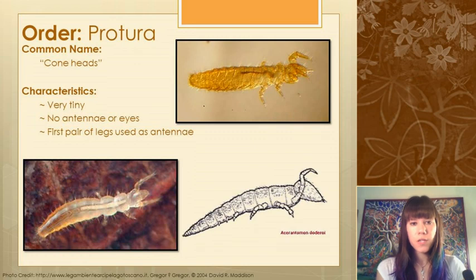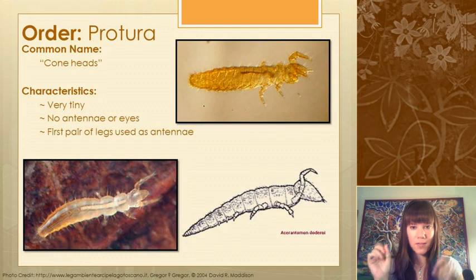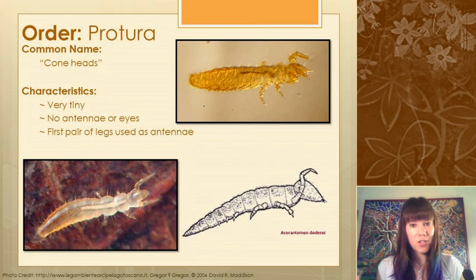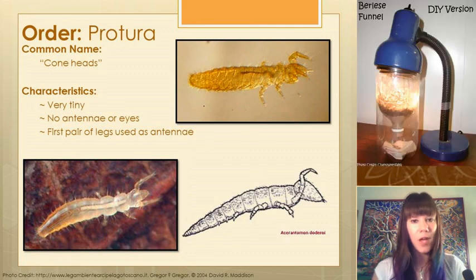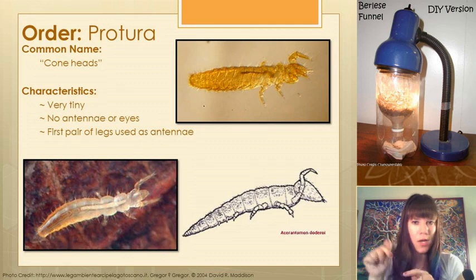The first order is Protura, and its common name is just coneheads. Their characteristics are that they're very, very tiny, they have no antennae or eyes, and they use their first pair of legs like antennae. You're probably not going to see these guys. They're incredibly tiny and they live in leaf litter. About the only way that you can get them is with a collection technique called a Berlese funnel, and there's a link to what that is and how to use it right there, right now.